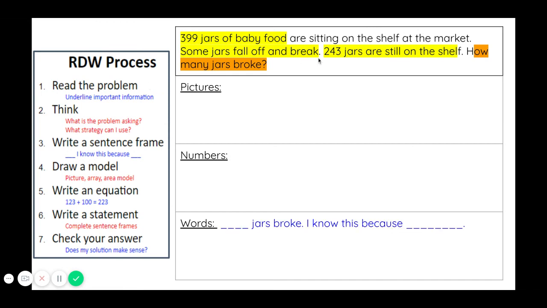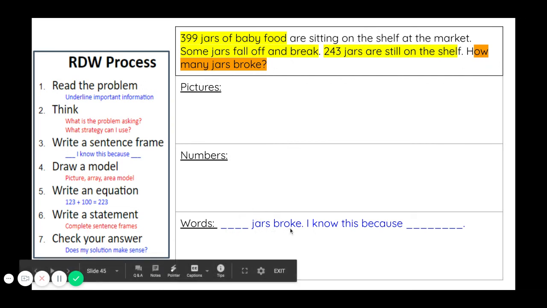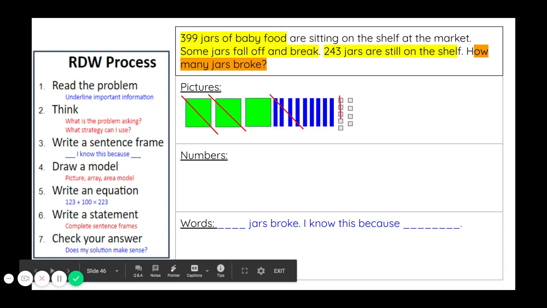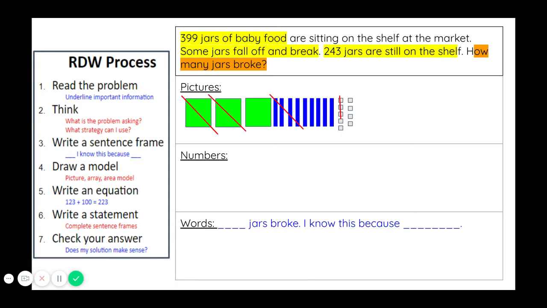For my sentence frame, I'm going to read the question one more time. How many jars broke? Blank jars broke. I know this because blank. Now I'm moving on to step 4, draw a model. Again, I used base 10 blocks. I drew 399 in base 10 blocks and took away or crossed out 243.